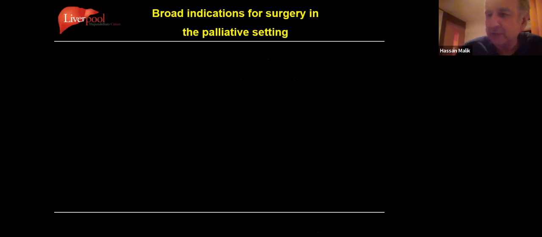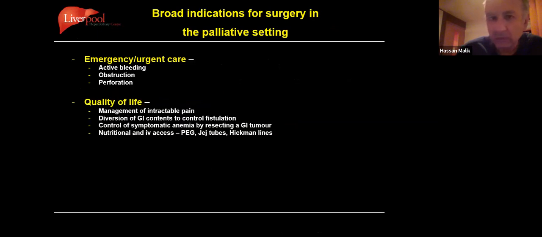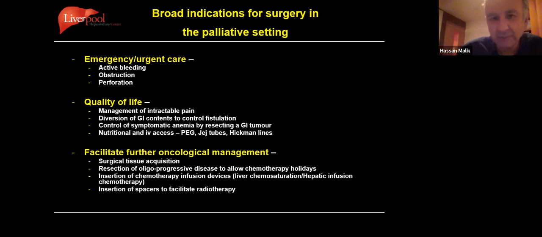So the broad indications for surgery in the palliative setting are in the emergency situation, which can be acute bleeding, obstruction, or perforation, but also improving quality of life, and thus helping manage pain, diversion of GI contents from a fistula, control of symptomatic anemia, commonly with a GI cancer, and in nutritional support, so access, for example, PEG, jejunostomy, feeding, Hickman lines, etc. But also, as surgeons, you can facilitate further oncological management.